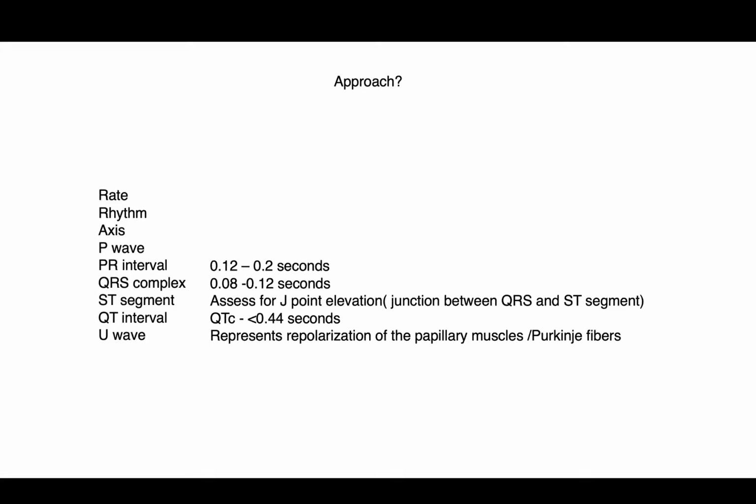So for PR interval, it is 0.12 to 0.2 seconds. For QRS, it is 0.08 to 0.12. For the ST segment, you need to assess for J point elevation. QT interval, you need to assess based on the Bazett formula, that is the corrected QTc, which is normally less than 0.44 seconds. And the U wave represents the repolarization of the papillary muscles and the Purkinje fibers. So this is one thing they are likely to ask in the exams.